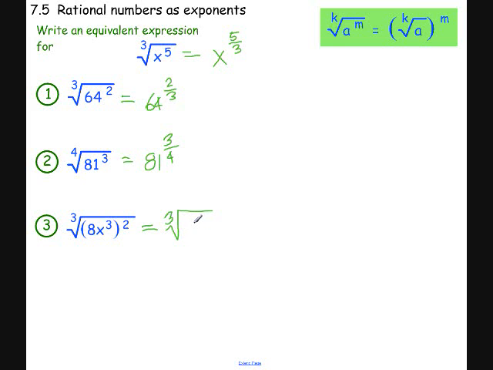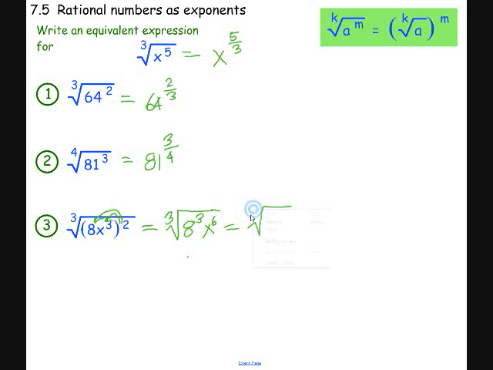I've got 8. Now this power distributes to the number and to the variable. Each variable, let's say there's only one. So it's 8 to the 3rd power and x to the 6th power. Am I right about that? 3 times 2, yep. Okay, so let's divide this up.